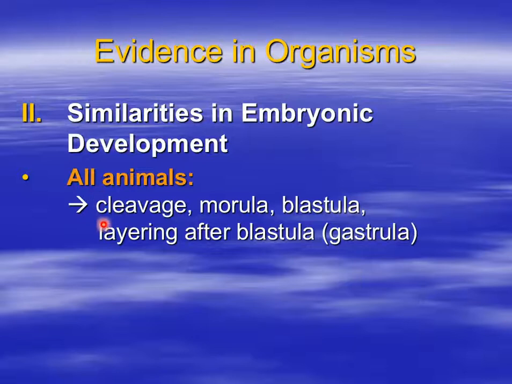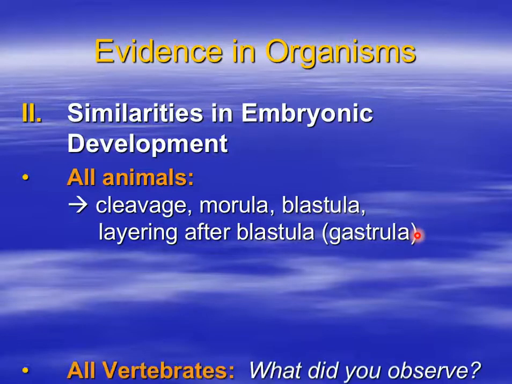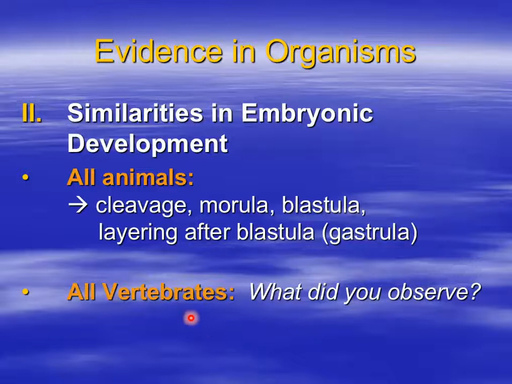So if you know what these words mean, great. If not, you're going to learn them later in this course when we talk about animal development. But anyway, if you don't know what they mean, don't worry about it. You won't have to know them for test 1. But all animals go through the cleavage stage, morula, blastula, and the gastrula stage. But all vertebrates, all animals having a backbone, all animals whose skeletons are basically bony, what did you observe?